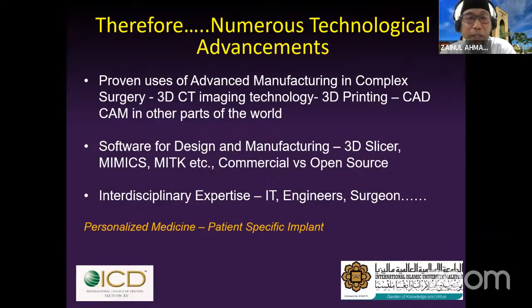So in terms of software, if you have a lot of money, you can buy commercial software like Materialise. But if not, we use open source software, which is a bit user friendly, and it is also applicable for 3D reconstruction of radiological data. Therefore, it needs interdisciplinary expertise. Not only doctors, but ITs, engineers, and surgeons must play an important role. And this is how PSI, patient-specific implant, personalized medicine, plays an important role to make sure that patients have their optimal treatment and diagnosis in terms of applicable 3D printing application.